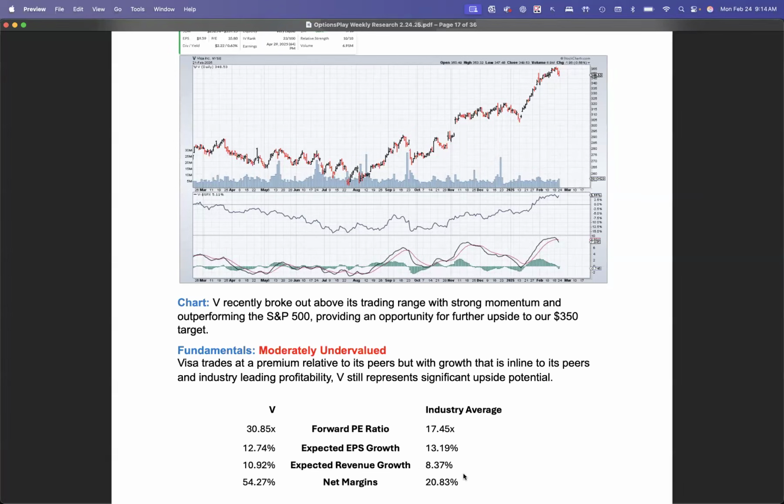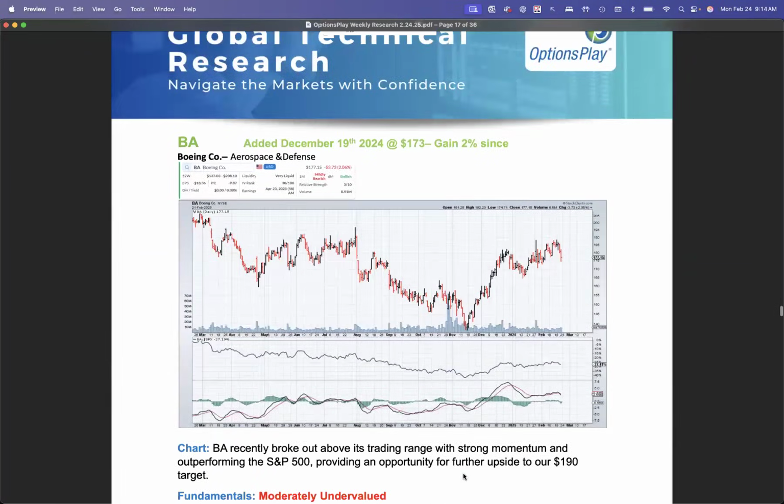median. But really what's driving value for Visa is the 54% net margins. Very, very profitable stock, compared to its industry median, just like CME. And that's unlocking a lot of shareholder value here right now for Visa.